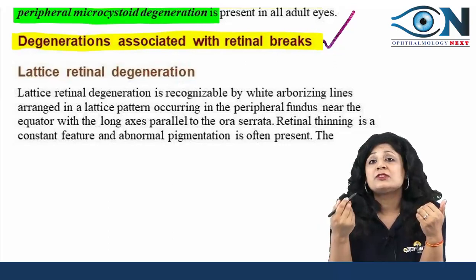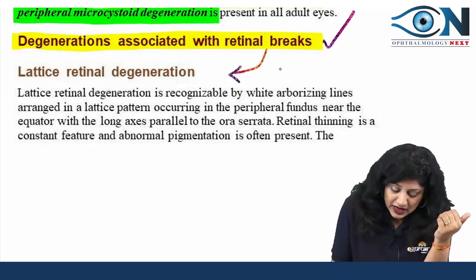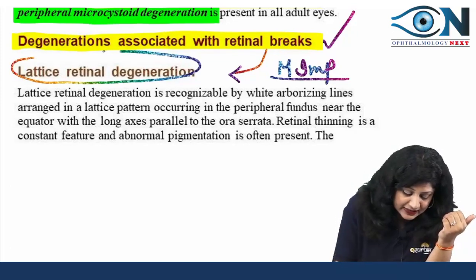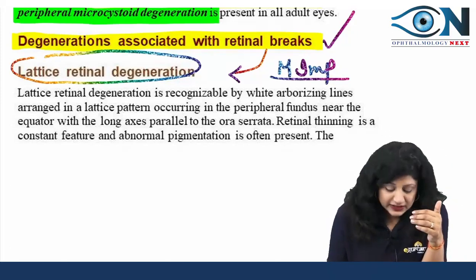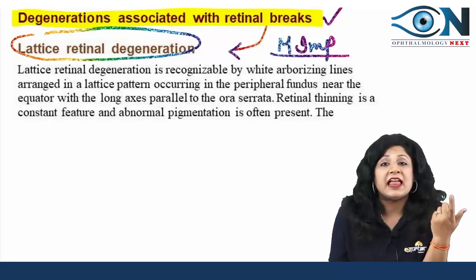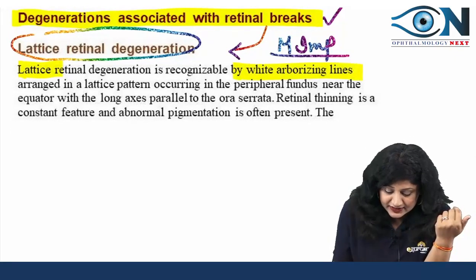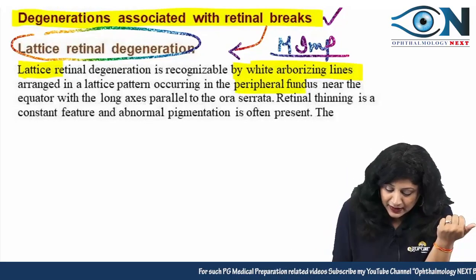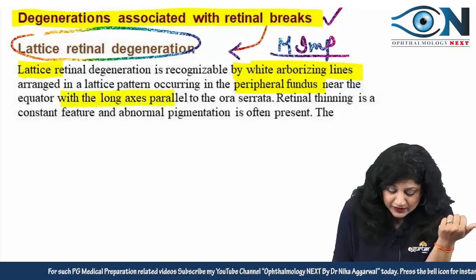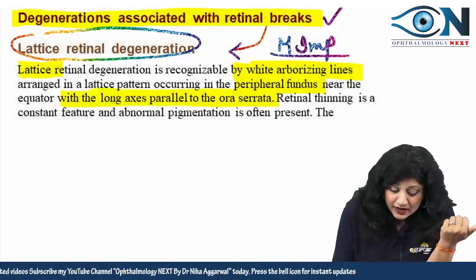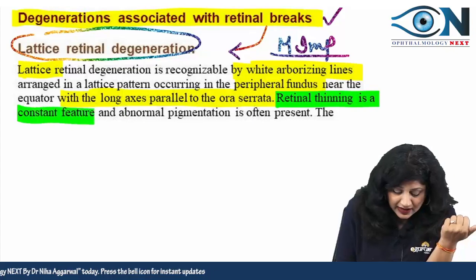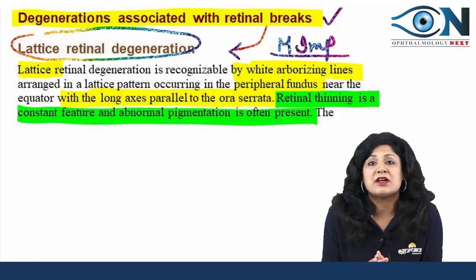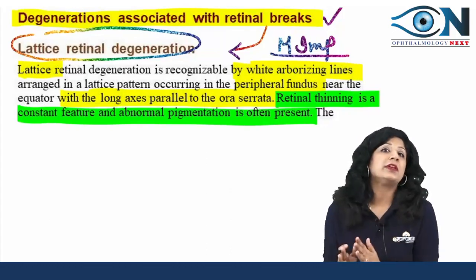The one which is most important in this aspect is lattice retinal degeneration. It is called lattice because you have arborizing lines arranged in a lattice pattern. That is the reason. They occur in the peripheral fundus, and they have the long axis parallel to the ora serrata. Here we constantly have retinal thinning and abnormal pigmentation. Retinal thinning with abnormal pigmentation is a very important feature that you are going to get here.